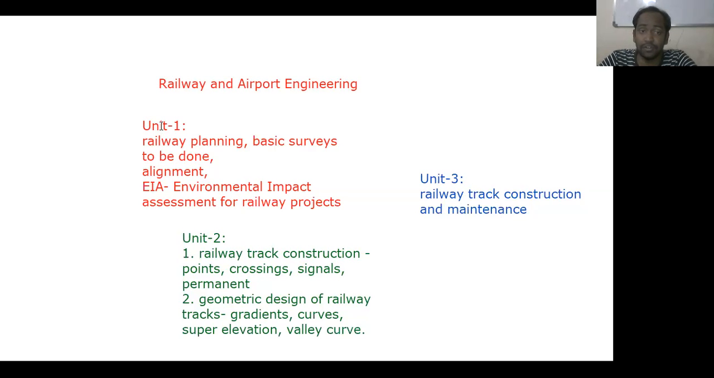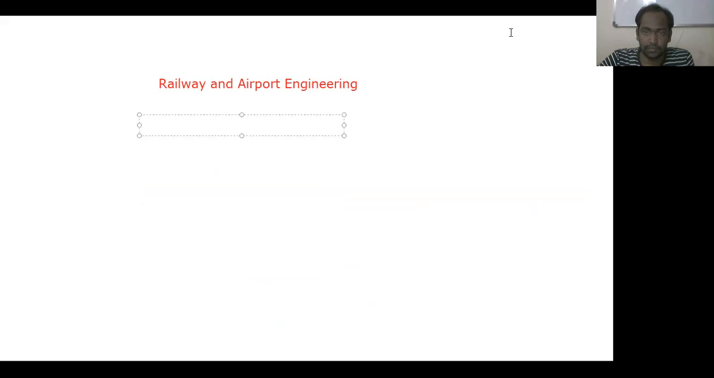As I already told you, this is railway and airport engineering. In the first part, we will study railway engineering, and units 1, 2 and 3 will cover railway engineering, and unit 4 and unit 5 will deal with airport engineering. Now we will see about airport engineering. So unit 4 and unit 5 will discuss airport engineering.